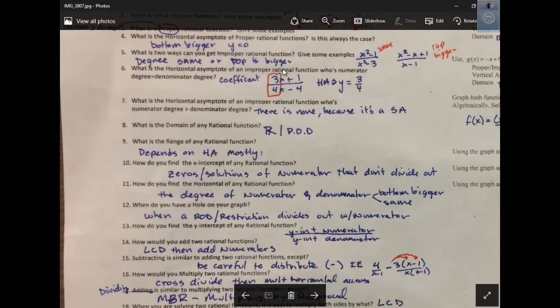Horizontal asymptote of an improper function whose numerator, so they're equal, the same. So if the degrees are the same, we take the coefficients. So if this was the scenario, it would be 3/4. So the horizontal asymptote is y equals 3/4.